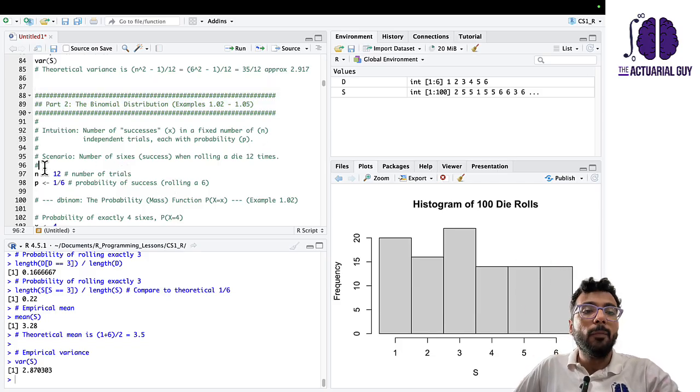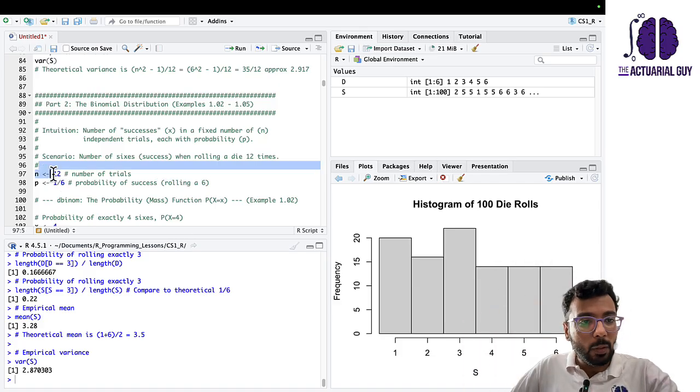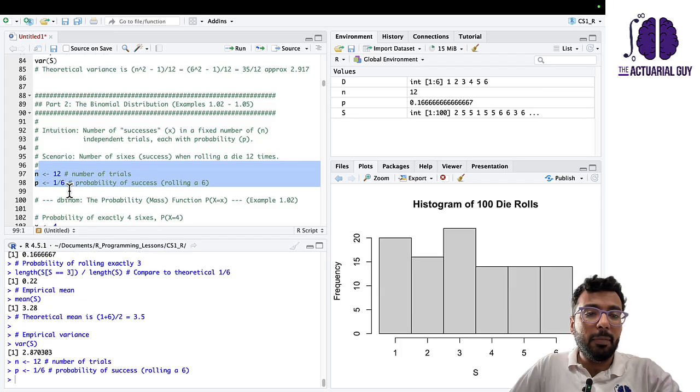So the first thing you do here is define your n and p, right? Let's say you're rolling a die 12 times, and rolling a 6 is success. Once you roll a die, if you get a 6, that's success. If you get 1, 2, 3, 4, 5, that's failure. So now you're trying to model X, which follows a binomial 12, 1/6 distribution, and X is the number of times you get 6 in 12 rolls of a die. So let's define our n and p first.